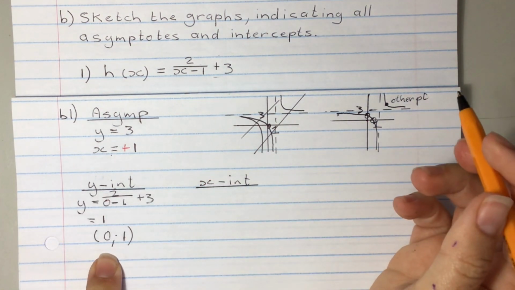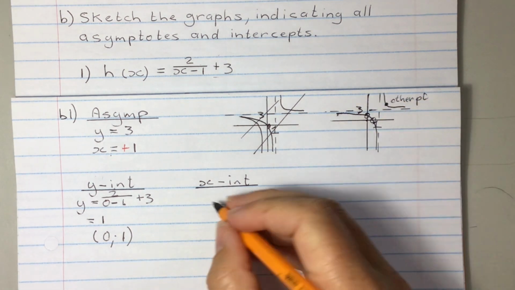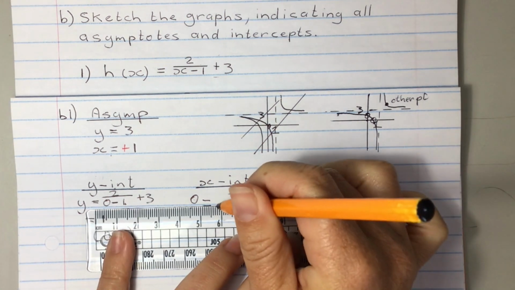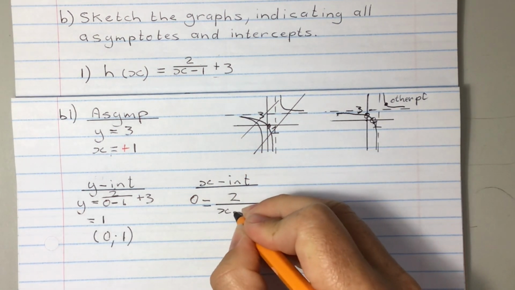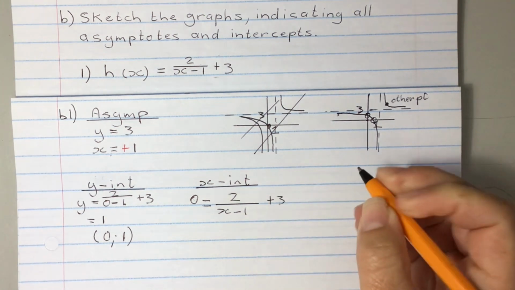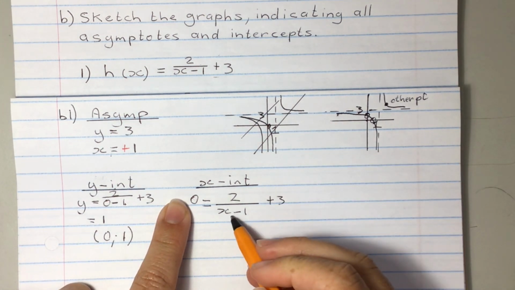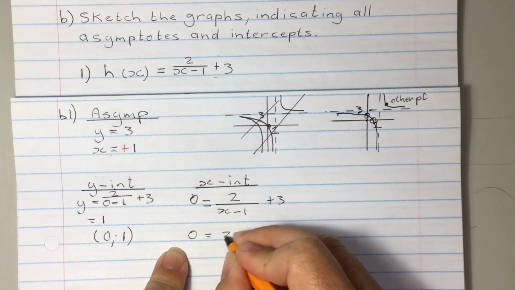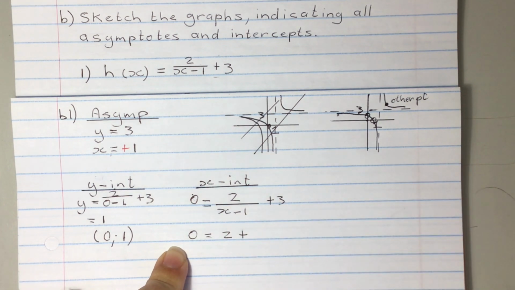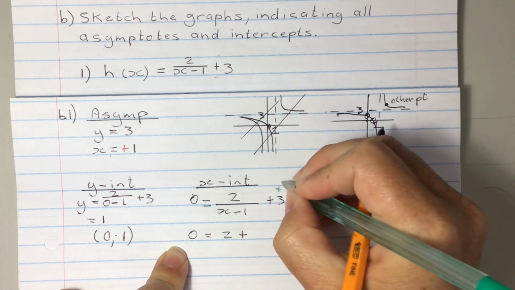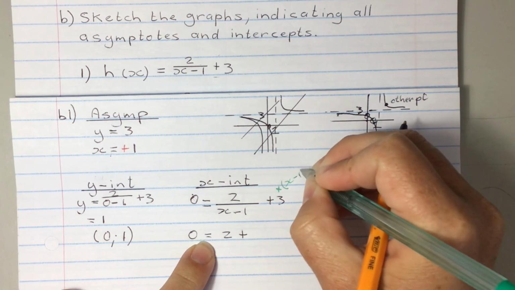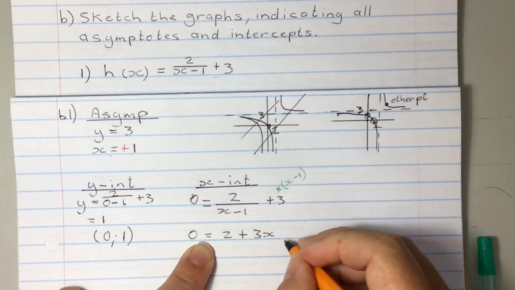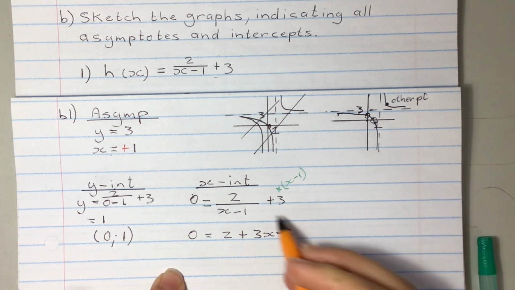Unfortunately, because this is not in the origin, we've got to work out our x-intercept. So 0 is equal to 2 over x minus 1, plus 3. So we're going to multiply everything by our LCD. So 0 times x minus 1 is 0, 2 plus, and I'm just going to include this here so you can visualize it, 3 times x minus 1. So 3 times x is 3x, 3 times -1 is -3, and now we solve for x.